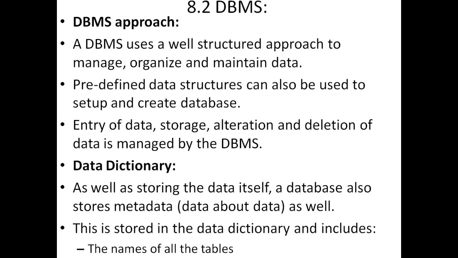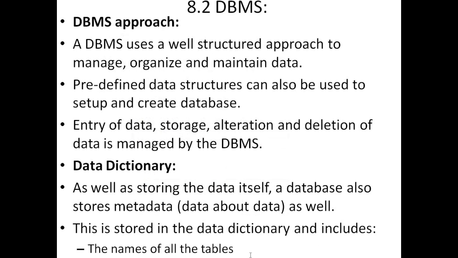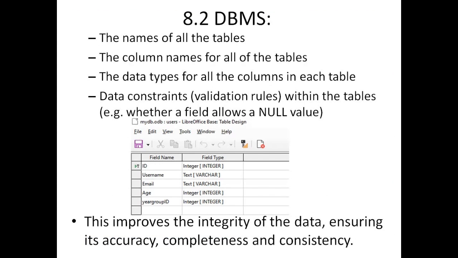Then we have a data dictionary. As well as storing the data itself, a database also stores metadata, which is the data about the data. This is stored in the data dictionary and includes the names of all the tables, the column or attribute names for all the tables, the data types for all columns in each table, and data constraints or validation rules within the table, for example where a field allows a null value and where it isn't allowed.